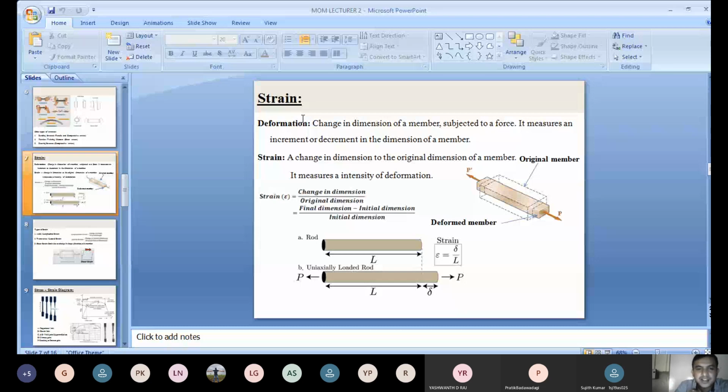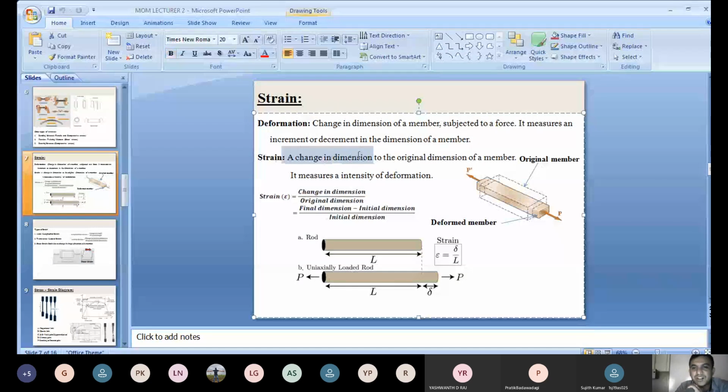Yes. Next, the second term is strain. Now we'll go for defining strain. What do you mean by strain? It means the change in dimension relative to the original dimension of a member. We call that strain. So what does it measure? It measures the intensity of deformation, how much change of dimension a body undergoes when it is subject to an external force.